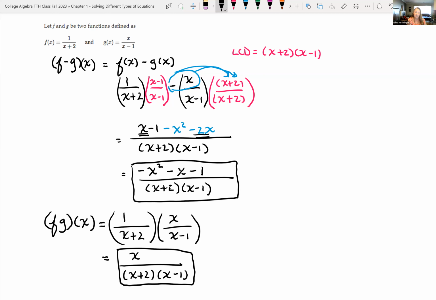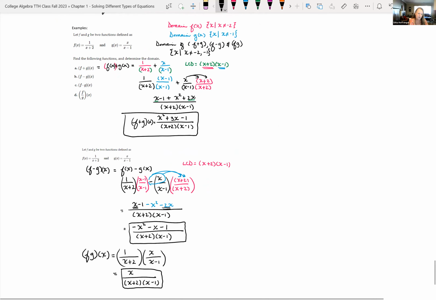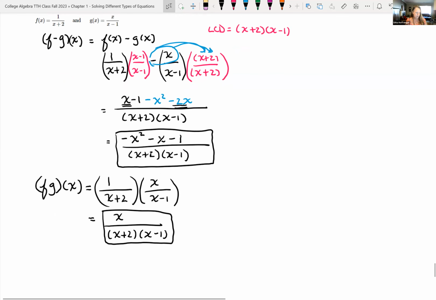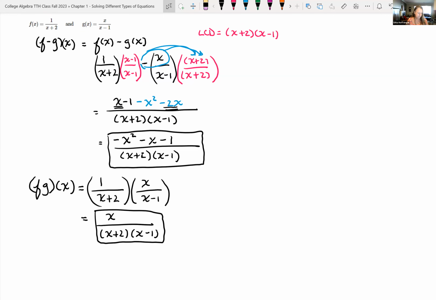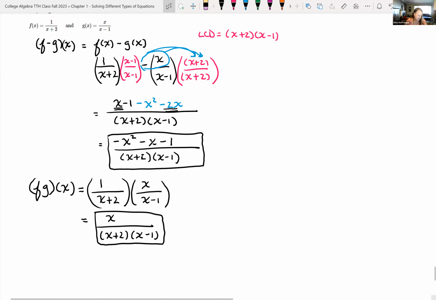So the domain of all of those functions, f plus g of x, f minus g of x, and f times g of x, we had found above was the set of all real numbers except x not equal to negative 2 or 1. For f divided by g of x, the domain is going to be a little bit different, but let's first write this out. Again, same functions. Let me just copy and paste.